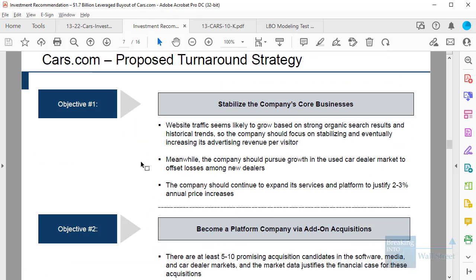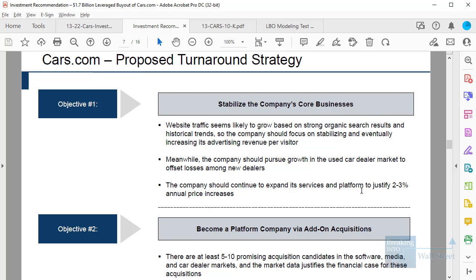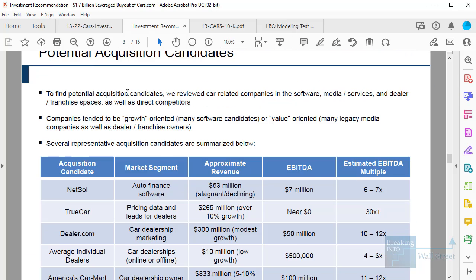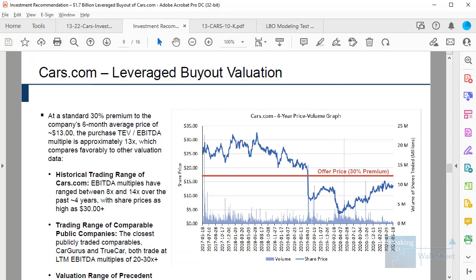And then we go through the proposed turnaround strategy. So we have to stabilize the core business and then become a platform company via add-on acquisitions. We then list some of these add-on acquisition candidates, and then the next part gets into the numbers.